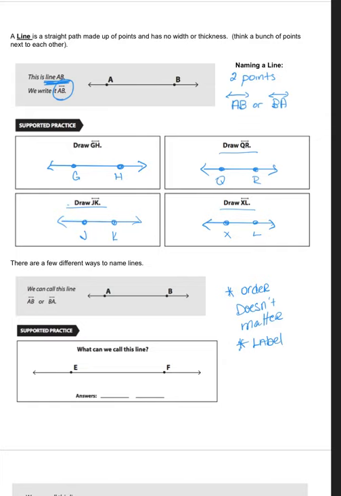Looking at this next example, we have this line with the two points E and F. So we can call this two different things, and I want you to try that one on your own. Again, we can name it forwards or backwards, so line EF or line FE. Just make sure you've labeled them with the appropriate label above that. And in this case, if we're dealing with a line, it looks like a line.